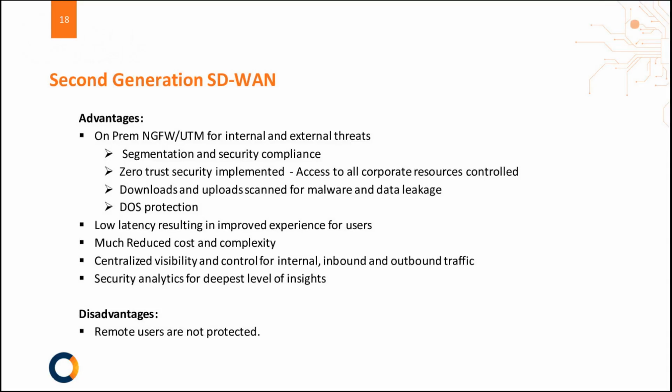So what are the advantages of this second generation SD-WAN? They got on-prem next generation firewall, unified threat management for internal and external threats, segmentation for security compliance that I was talking about, the need for the segmentation in one of the previous slides. They got zero trust security implemented for controlled access to corporate resources. Downloads and uploads are not going unscanned, as now there is a mechanism to scan them. They got denial of service attack protection.